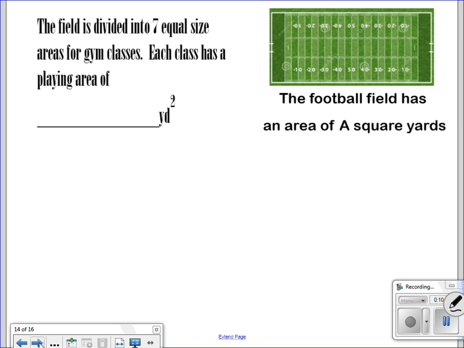The field is divided into 7 equal-sized areas for gym class. Each class has a playing area. So the area of the field is A squared. So we're doing something with A. We want to divide however much space is given to us by 7. So if we're dealing with 49 yards, everyone's going to get 7 yards. This is our algebraic expression.